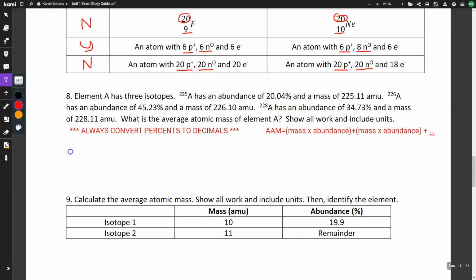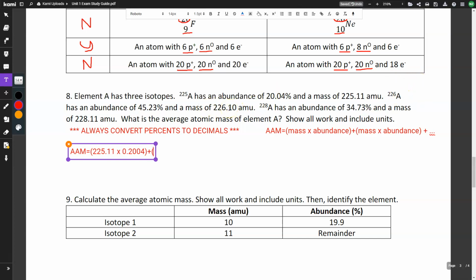So for my first isotope, its mass is 225.11. I'm going to multiply that by its abundance as a decimal. So 20.04 divided by 100 is 0.2004. Now I add that to the next one. My second isotope has a mass of 226.10 and an abundance of 45.23. Again, divide that by 100. Okay, and I have one more. Our final has a mass of 228.11 and an abundance of 34.73. Again, divided by 100.